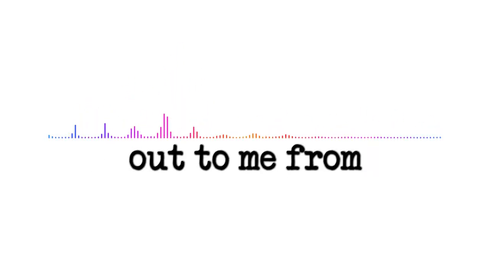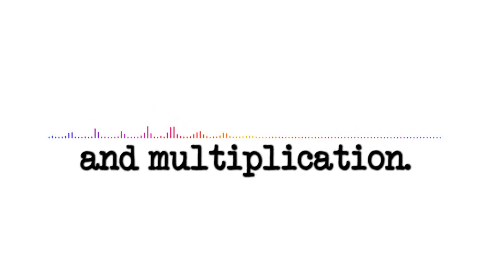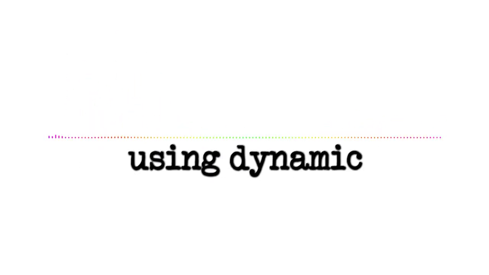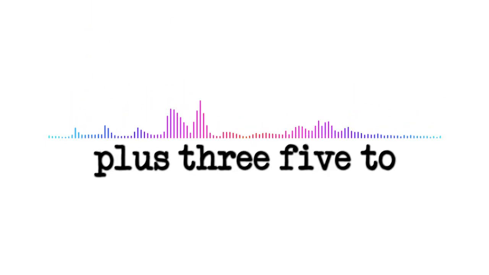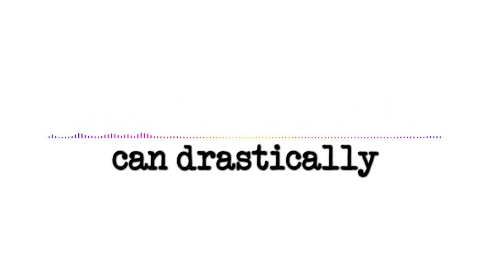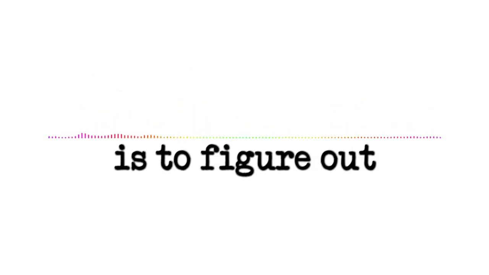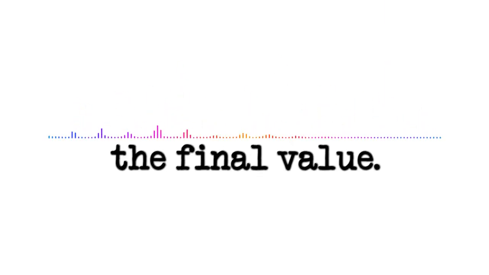One that stood out to me from the lectures was about maximizing a mathematical expression containing both addition and multiplication. Wait, so we're using dynamic programming to solve math problems now. How does that even work? Imagine you have an expression like 4 plus 3, 5, 2. The way you group the numbers using parentheses can drastically change the result. The challenge is to figure out the optimal placement of parentheses to maximize the final value.